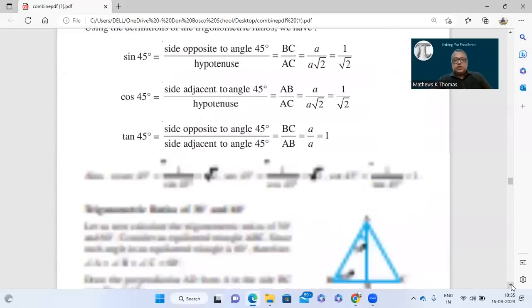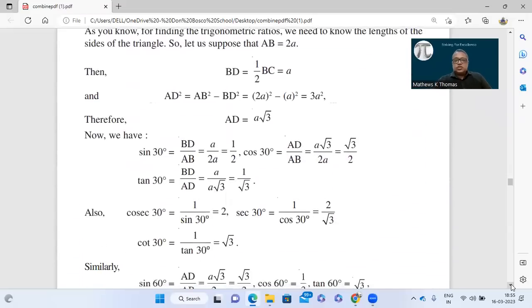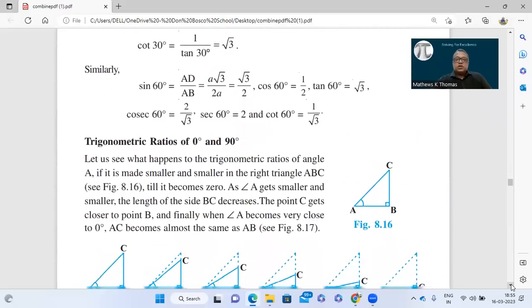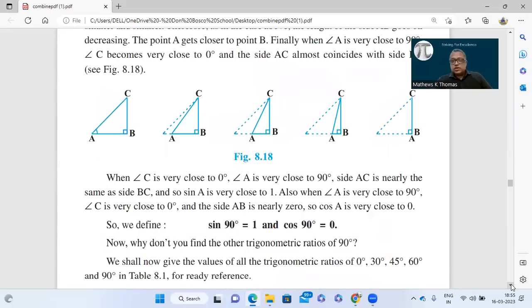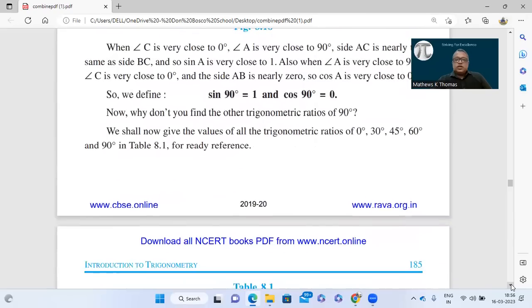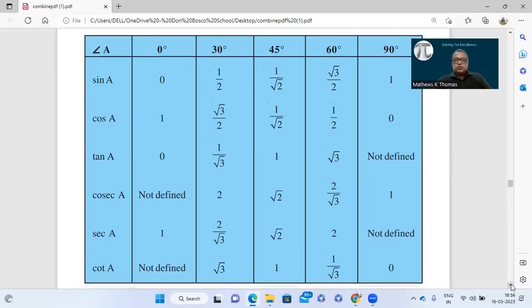And here, when I look at the values, the derivation of the values of 30, 45, and 60, please do this derivation, how to find the value of 30, 45. Sometimes a question can come, find the value of sine 30 geometrically and so on. So this table you should know how to make. If you don't know how to make the table, it's difficult to memorize all the values.